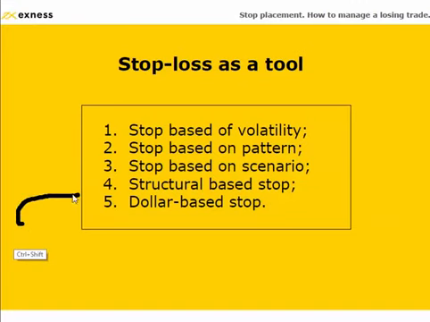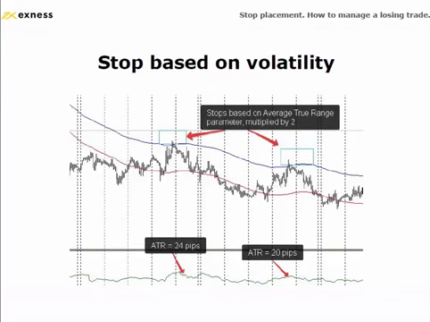You can have a structural based stop, and you can have a dollar based stop or money based stop. In this webinar, we will not focus much on the fifth point, the dollar based or money based stop. We assume that you know your risk before you enter a trade and you are consistent with your risk. For example, you take 1% per trade or 2% on a trade. I will dedicate a separate webinar for this topic. But we assume that you have a certain money management rule before you enter a trade, before you consider putting your money at risk. Let's start with stop based on volatility.